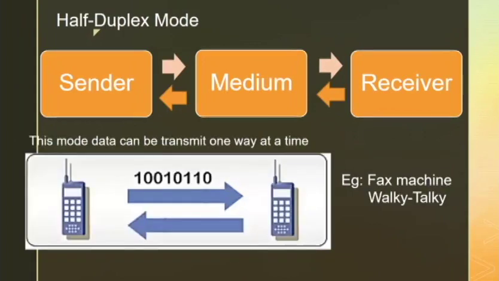Another one is the half duplex. That means we can transmit the data both ways, but not at the same time. So data can be transmitted one way at a time. You know, the fax machine and walkie-talkie, those things can transmit data only one way at a time, not both ways at a time. So that we call the half duplex. That means half of the duplex. Half duplex means we can transmit both ways, but not at the same time.